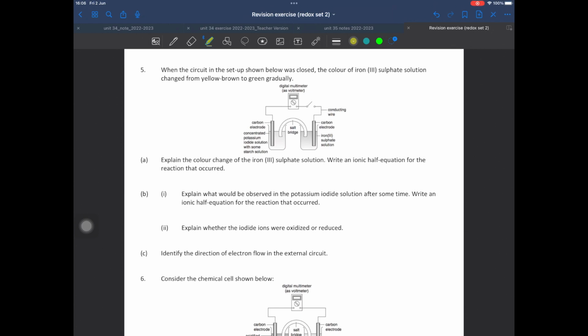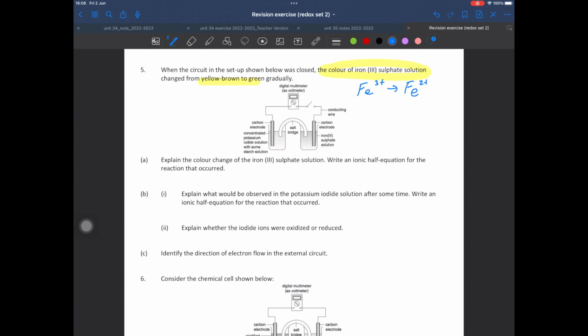Right, so we try to continue our discussion on the revision exercise, redox set 2. Question 5. As the information given, the color will change from yellow-brown to green gradually. Well, that means it is a sign for iron 3 change to iron 2. And first, explain the color change.